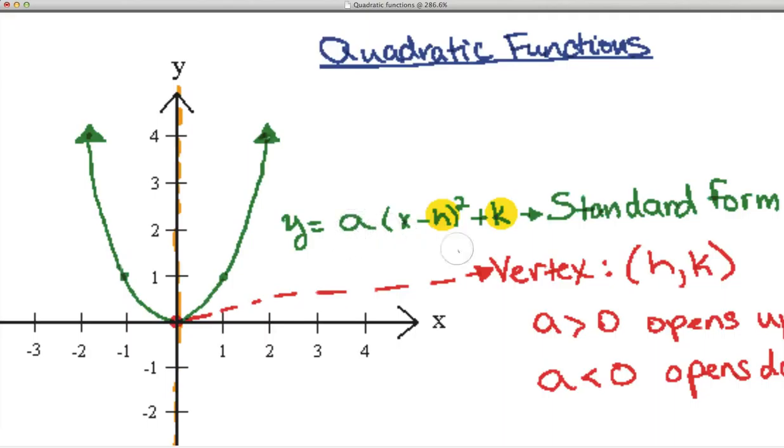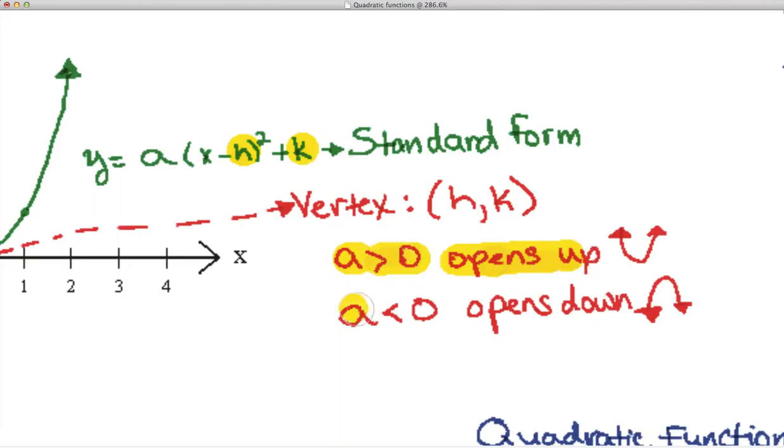And if a is greater than 0, it opens upwards, smile, some people say. And if it is less than 0, it opens downwards. Okay, just a few trends of the quadratic function.